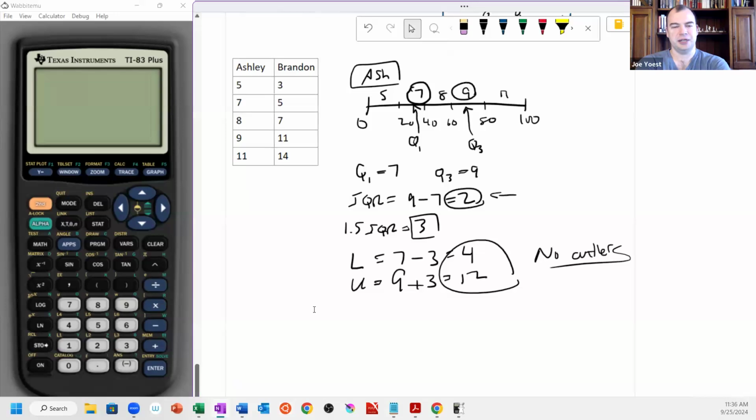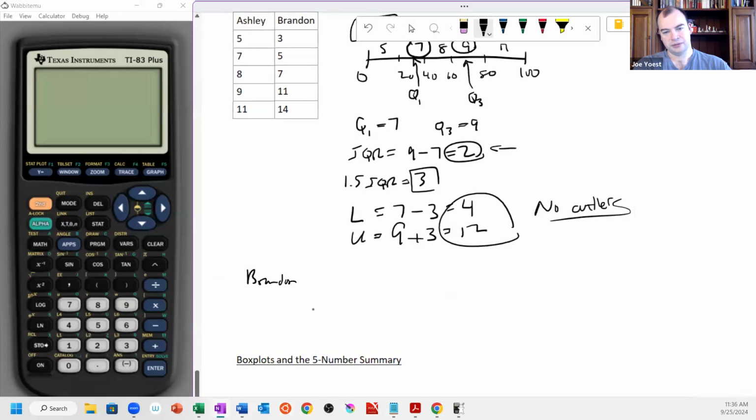But we know that Ashley's data set is very well behaved. It's nice and symmetric. We intuitively guess that there are no outliers. So that's not the kind of situation where we expect a big discrepancy between the 1.5 IQR method and the 2 standard deviation method.